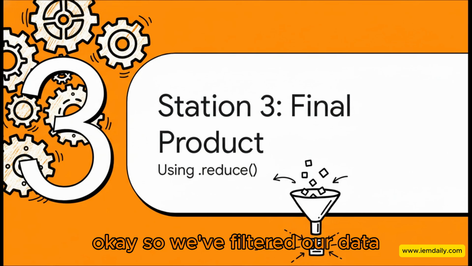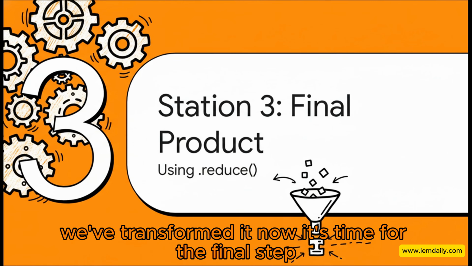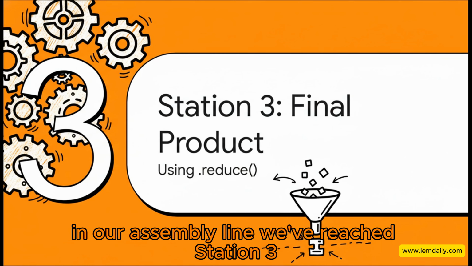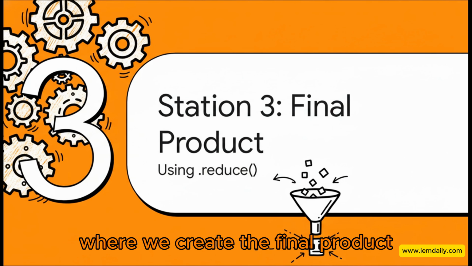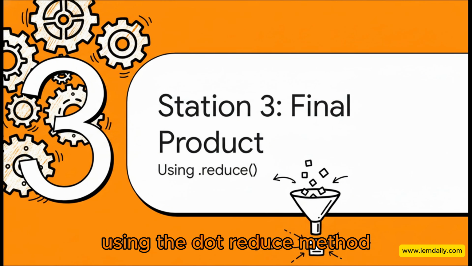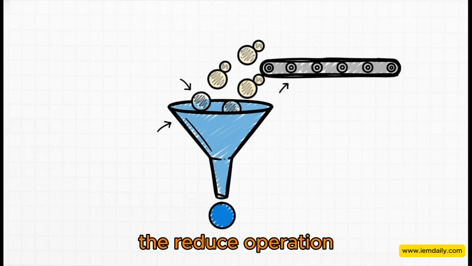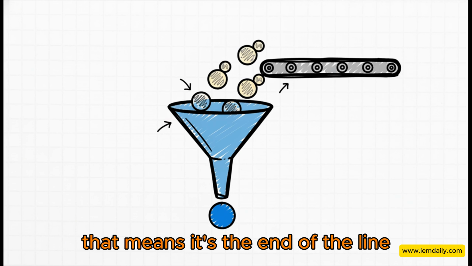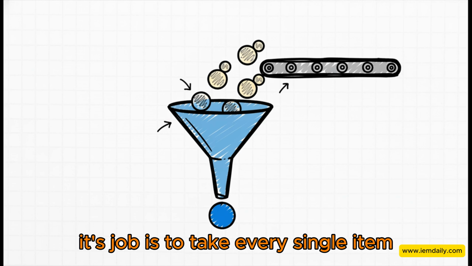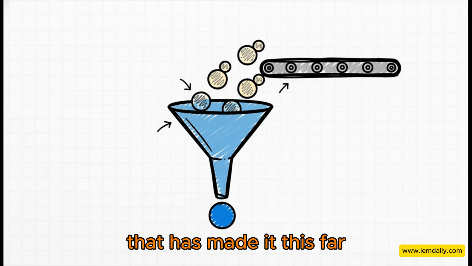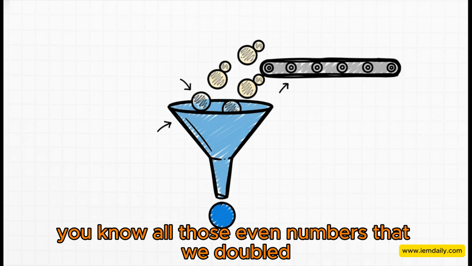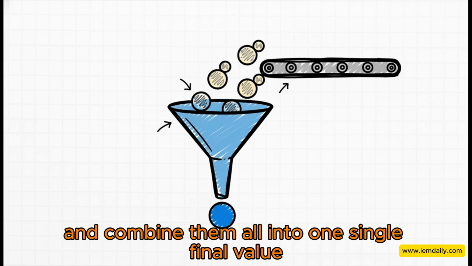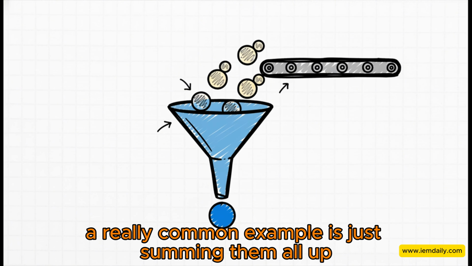Okay, so we've filtered our data, we've transformed it. Now it's time for the final step in our assembly line. We've reached Station 3, where we create the final product using the .reduce method. The reduce operation is what's called a terminal operation. That means it's the end of the line. Its job is to take every single item that has made it this far, all those even numbers that we doubled, and combine them all into one single final value. A really common example is just summing them all up.